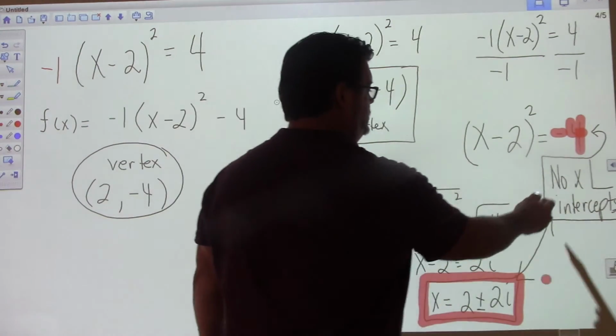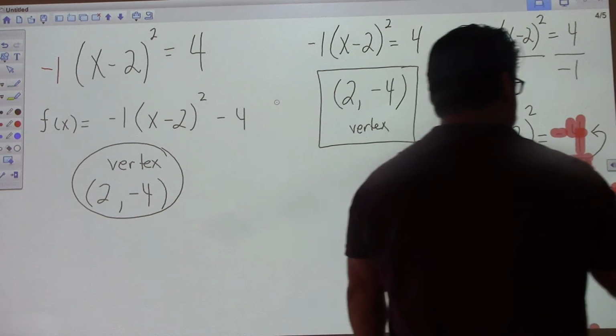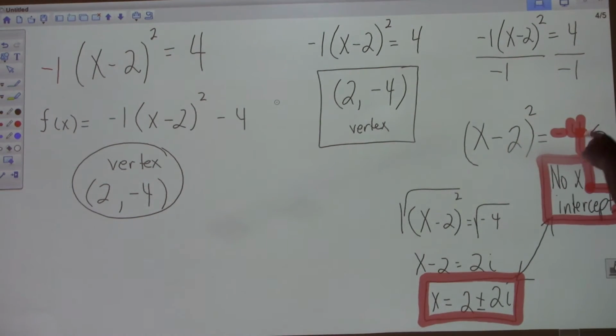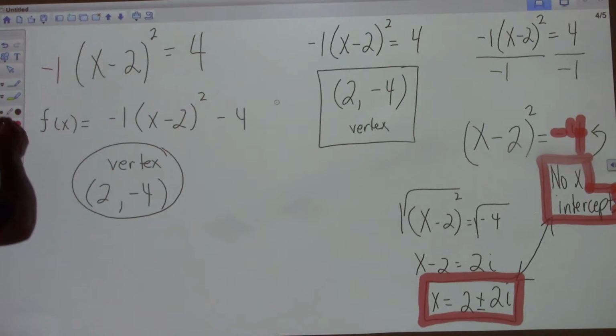These two, they all mean the same thing. A negative in the radical, or an i, means no x-intercepts. So if you don't have any x-intercepts, what's the only thing that you've got to plot this one? The vertex. The y-intercept and the what? The vertex.